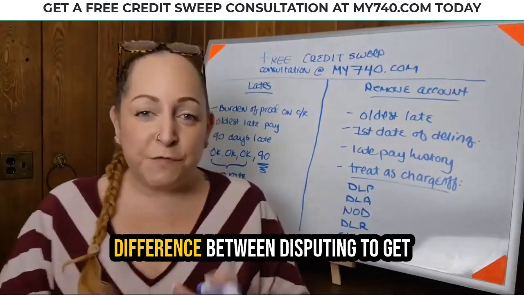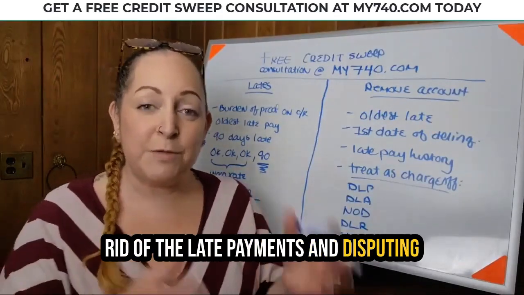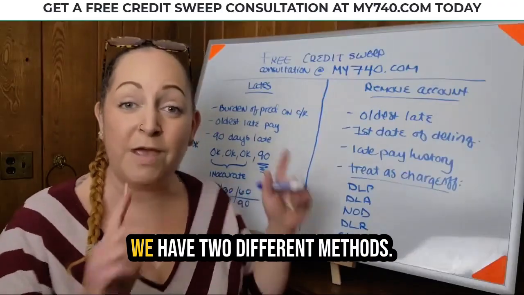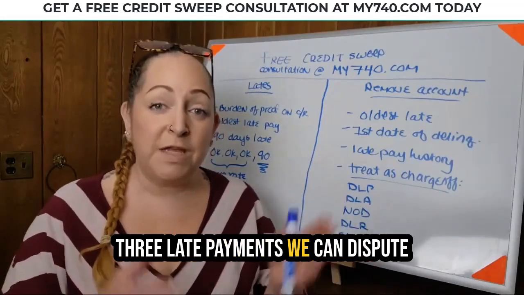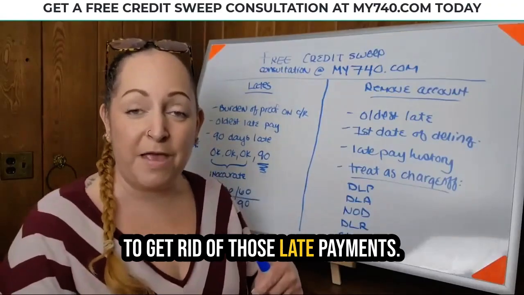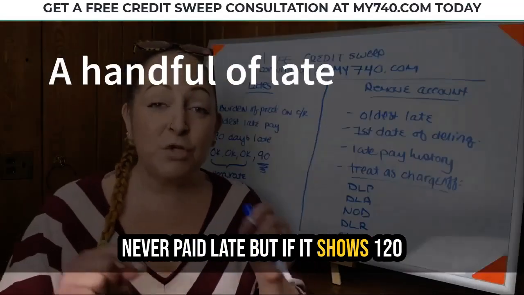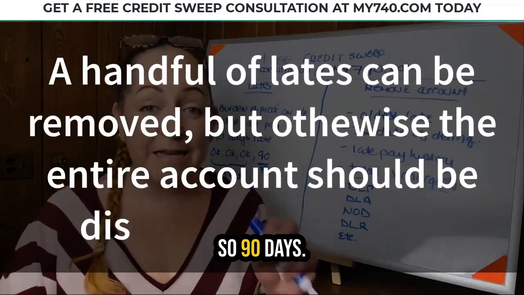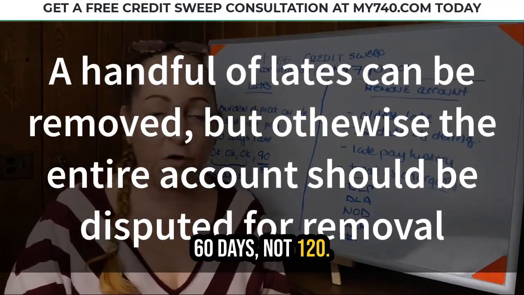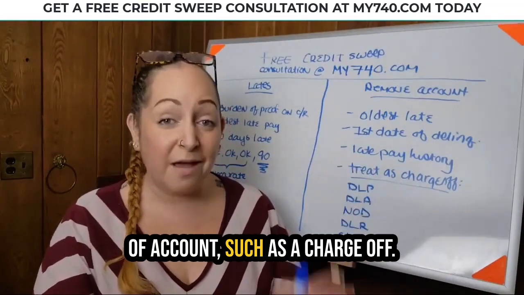There's a major difference between disputing to get rid of the late payments and disputing to get rid of the entire account. We have 2 different methods. If you have, let's say, 3 late payments, we can dispute to get rid of those late payments like magic, to make it look like you never paid late. But if it shows 120 days late, you're not going to be able to remove those late payments. So 90 days, 30 days, 60 days, not 120. This also goes for any other type of account, such as a charge-off.